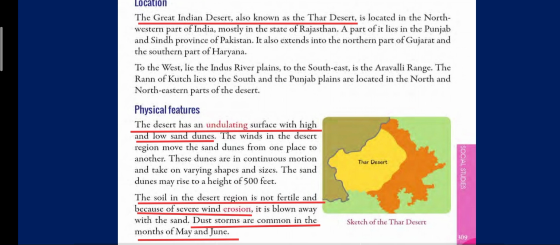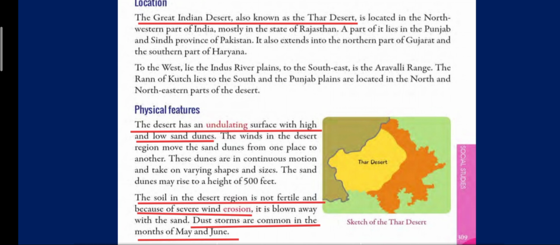So that is why the soil is not fertile, and the dust storm is very common during the summer months, that is May and June. Dust storms means the storms of dust. It is a very strong wind that will carry or move the sand from one place to another, and when that storm comes you cannot see anything. So that is a dust storm.